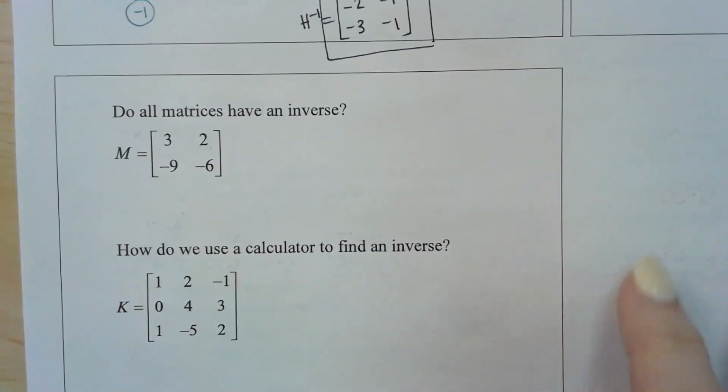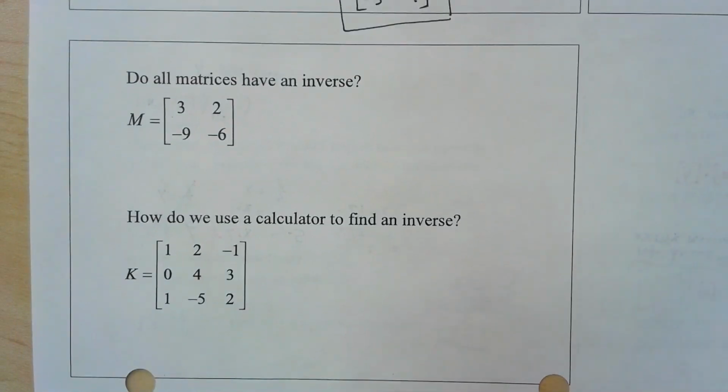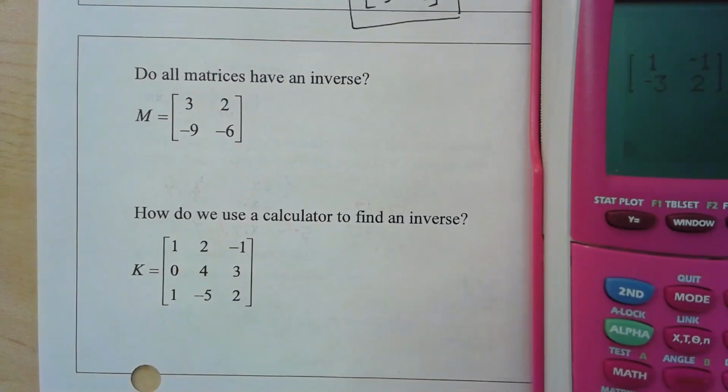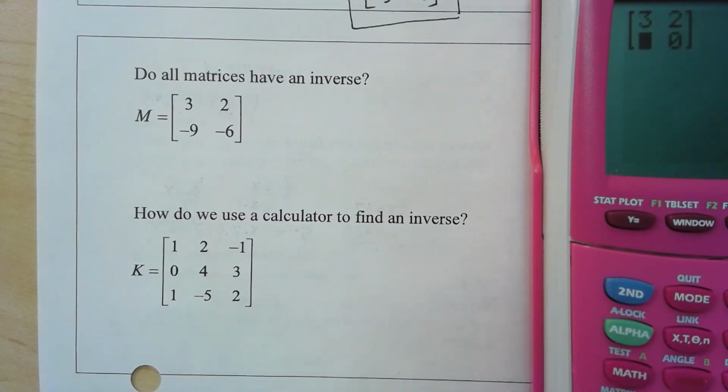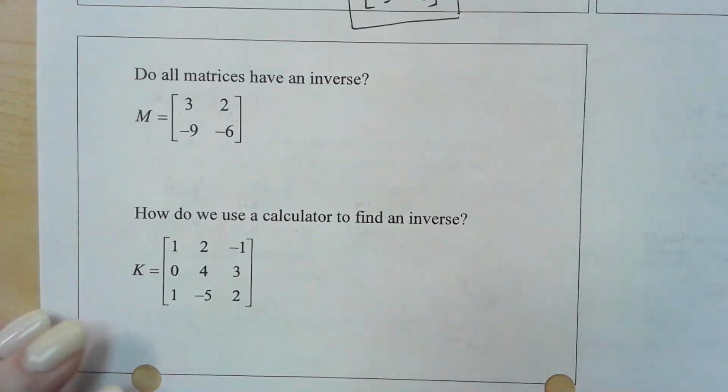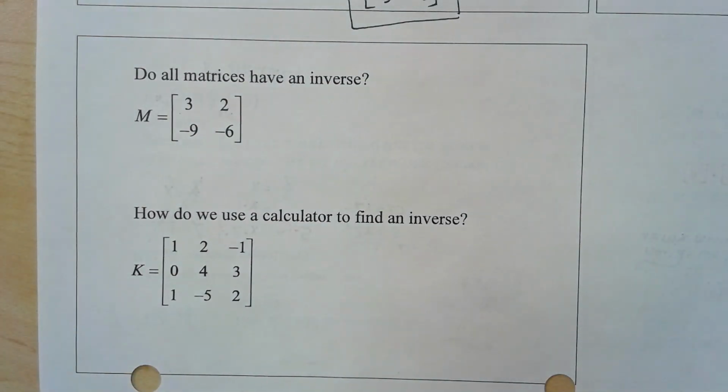All right, let's finish with this question. Do all matrices have an inverse? Well, I don't know. Let's start with the calculator, just to check. So let's take this 2 by 2: 3, 2, -9, -6. And let's raise it to the negative first. And it says error. And we can't even see what the rest of it says. So I guess the answer is no.